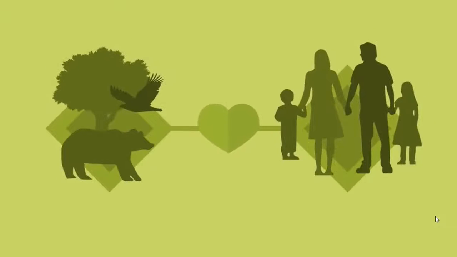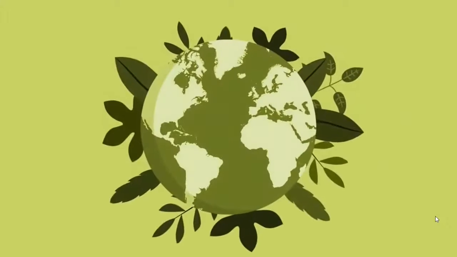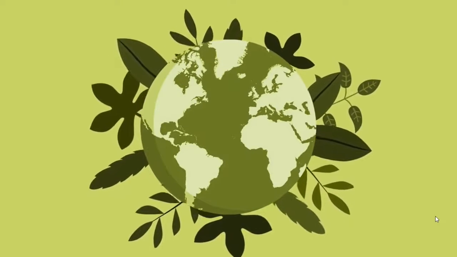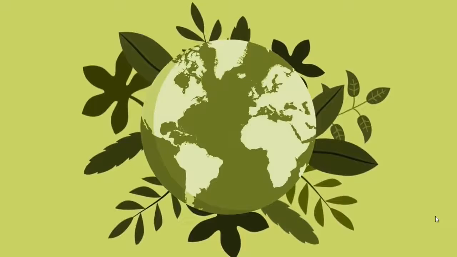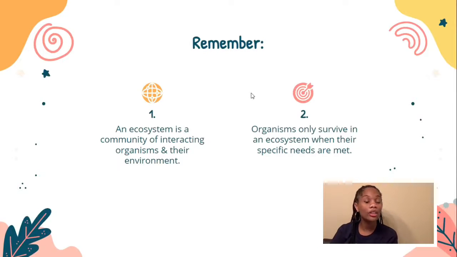As you can see, the interaction established among the living beings and the environment is very important to preserve an ecosystem. Help to look after the environment to preserve the huge diversity of natural ecosystems. So let's remember that an ecosystem is a community of interacting organisms and their environments. And second, organisms only survive in an ecosystem when their specific needs are met.